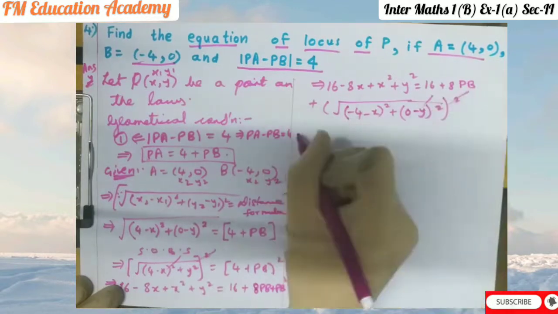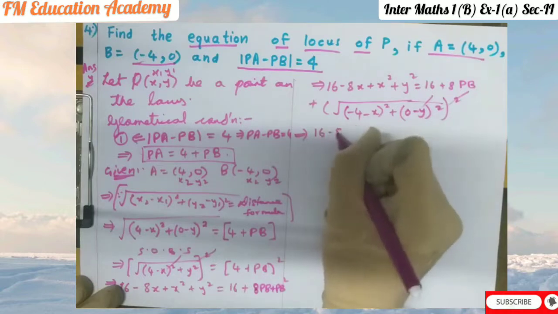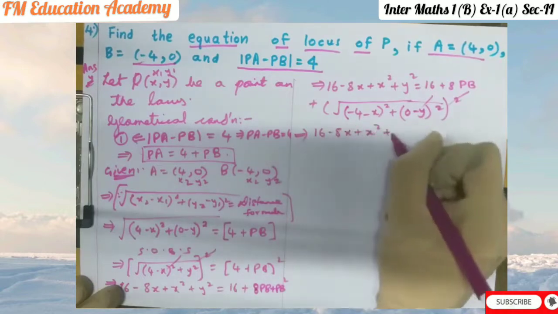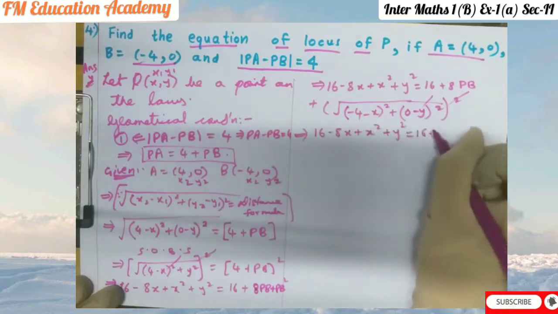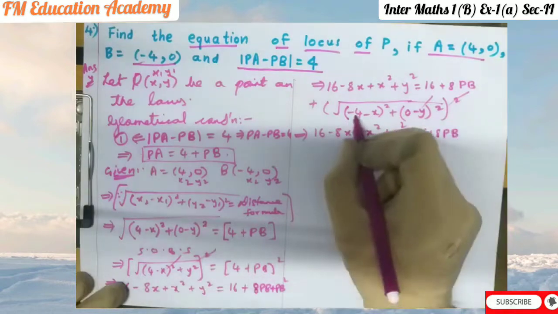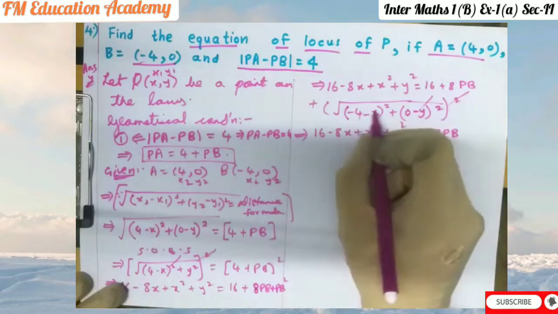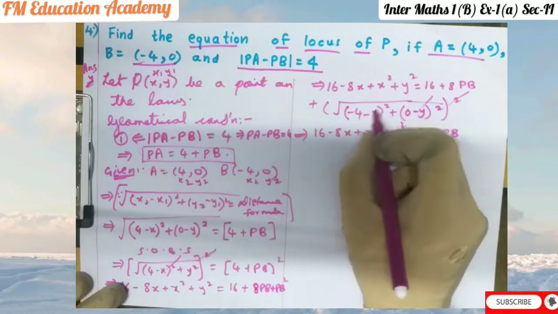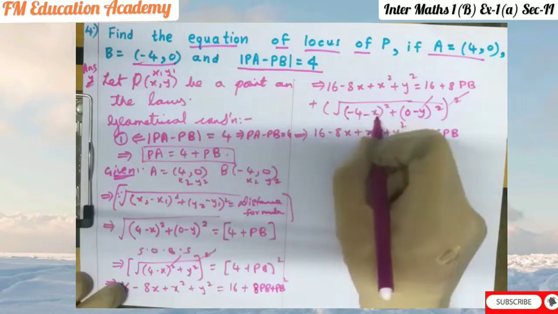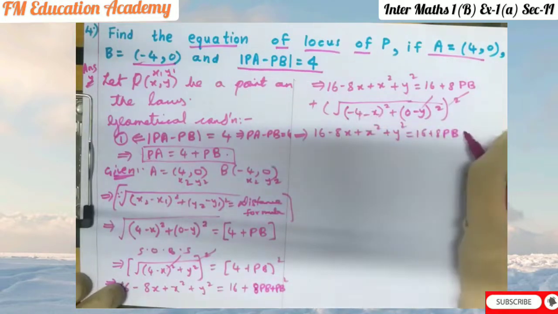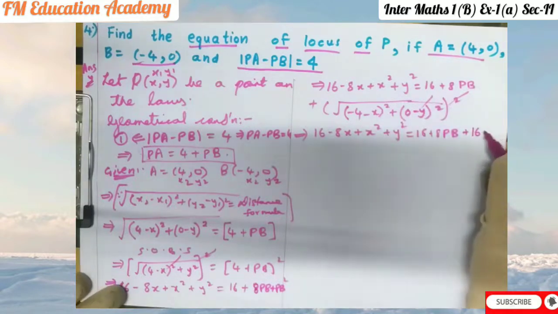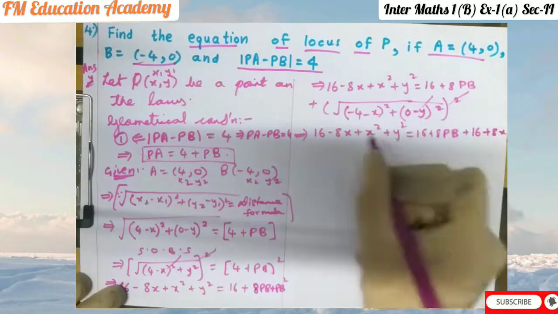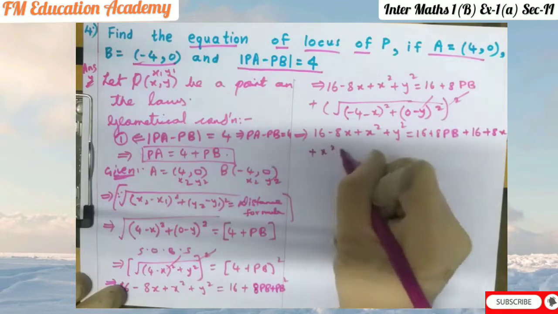Square and root is getting cancelled. We are getting 16 minus 8x plus x square plus y square is equals to 16 plus 8 pb plus a minus b whole square. Minus 4 minus x whole square is in the form of a minus b whole square. What is a here? Minus 4. What is b here? x. A square means 4 4s are 16, minus 2ab, minus 2 into minus 4 is plus 8x, plus x square plus y square.